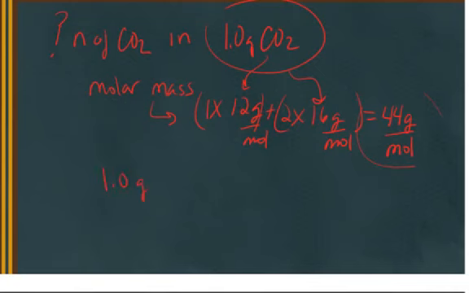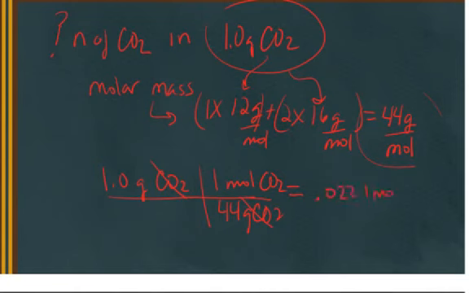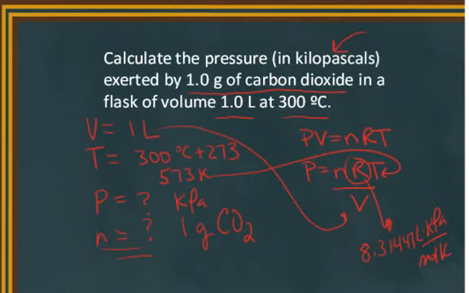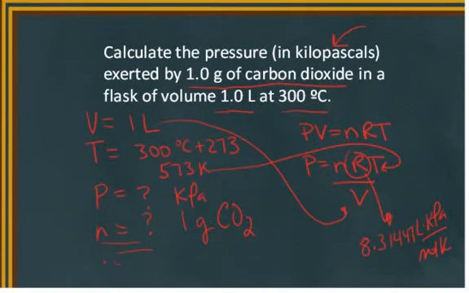1 gram of carbon dioxide, for every 1 mole of carbon dioxide, it weighs 44 grams, according to the molar mass. The gram unit cancels, and when I do the math, I end up with 0.0227 moles of carbon dioxide. So that's my n. That's how many moles of carbon dioxide I have in this particular flask. So I can put that back up. All right, so n is 0.0227 moles. So I can plug that in for the n.